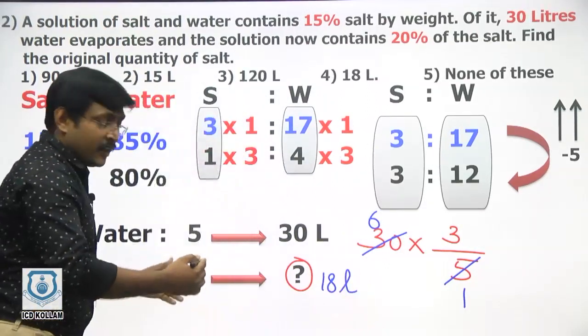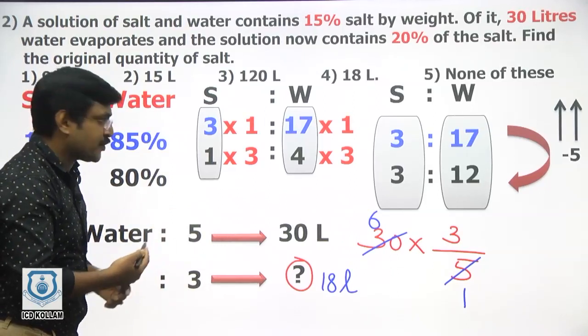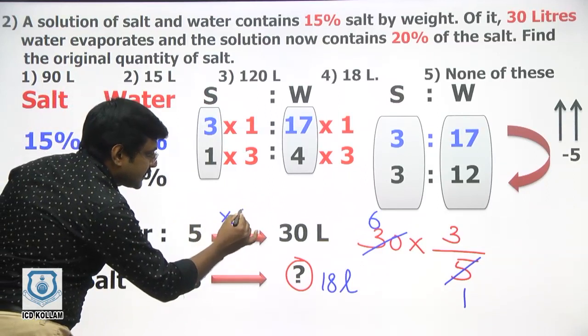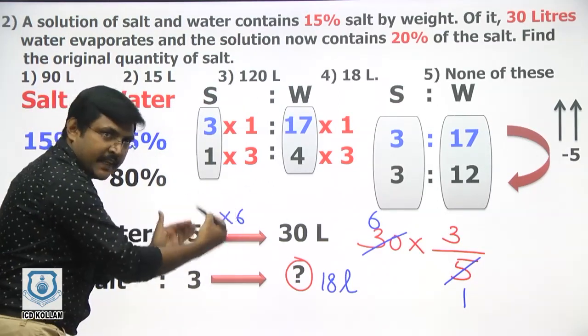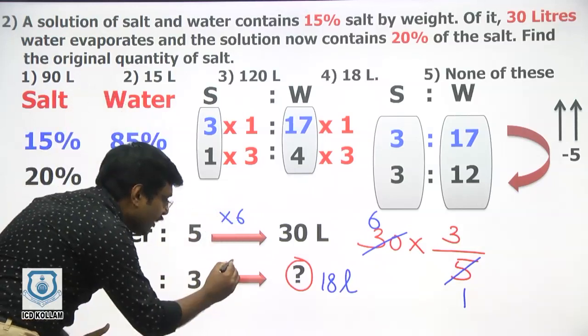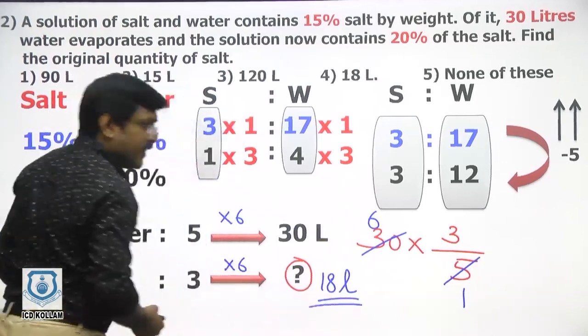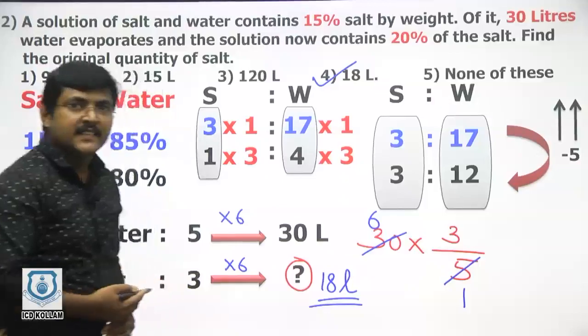Or without using the broken chain method, we can directly say the answer also. It is also possible. The reason is, we know that 5 into 6 is 30. If 5 into 6 is 30, again we can apply the same multiplication value. 3 into 6 will give the answer. So 3 into 6 is 18 liters. That means for this question the answer is option number 4, 18 liters.